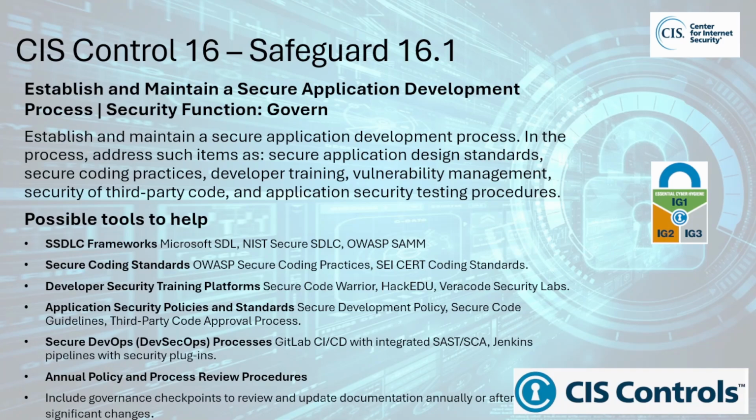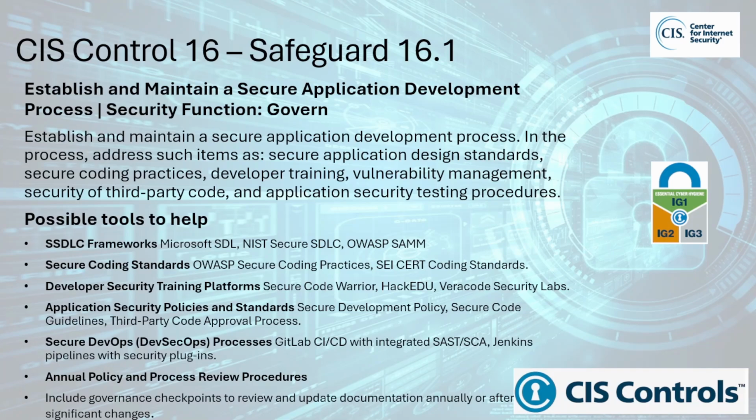Why is the safeguard important? Poorly designed or coded applications often introduce vulnerabilities that can be exploited by attackers. By embedding security into the development process, organizations can prevent security flaws early when they are easier and cheaper to fix, reduce the risk of data breaches or system compromises, ensure consistency and quality across all development efforts, and comply with regulatory and industry standards related to software security.